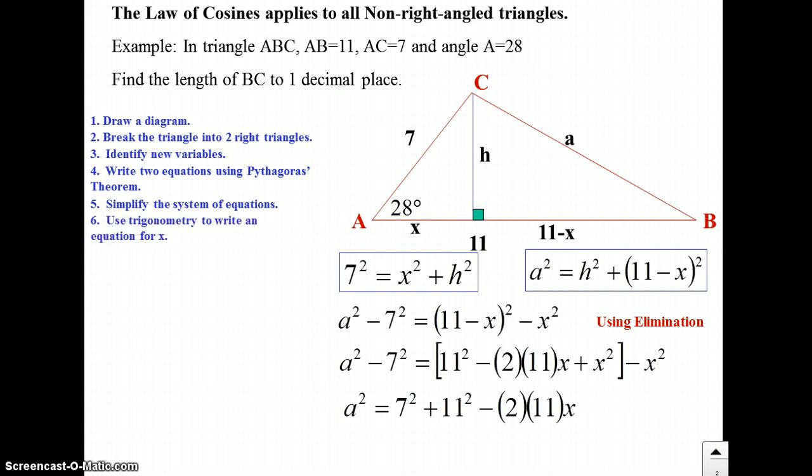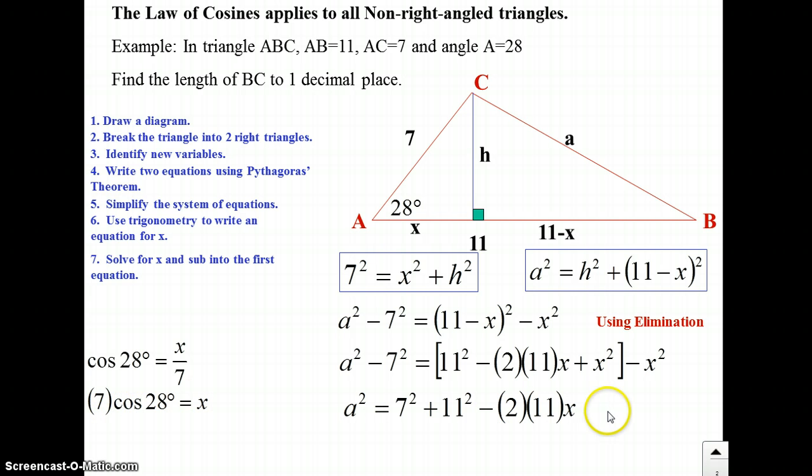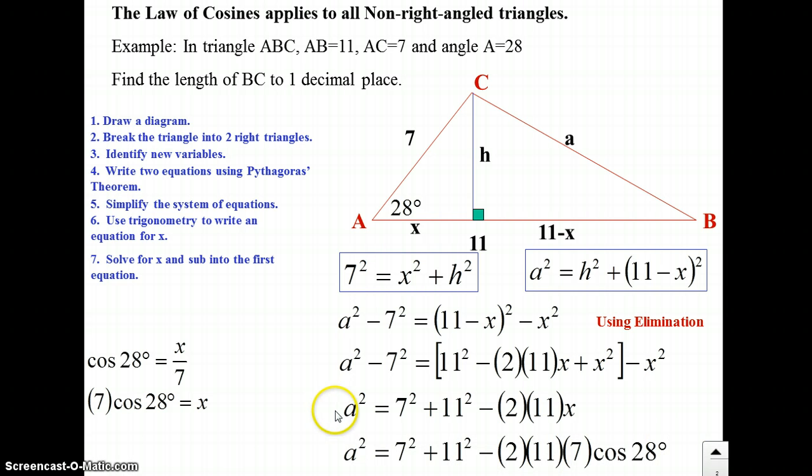So let's try something. Let's use trig to write an equation for x. From 28 degrees, I know the adjacent side is x, and I know the hypotenuse is 7, so I could actually solve for x. I could use my right angle trigonometry and cosine of 28 degrees. So cosine of 28 is adjacent x over hypotenuse 7. I could solve for x by multiplying both sides by 7. Well, I could figure out the actual value, or I could just substitute this value in for x in the equation I've got over here. So I could take 7 times the cosine of 28, plug it in for x, and the equation looks like this. A squared equals 7 squared plus 11 squared minus 2 times 11, and instead of x, I know x is now 7 times the cosine of 28.